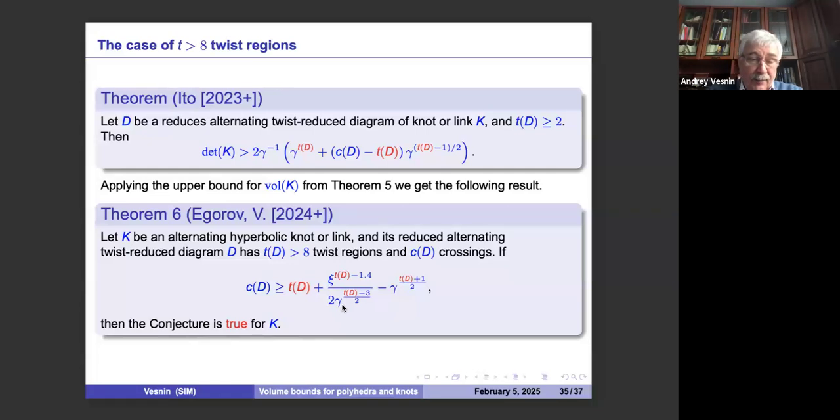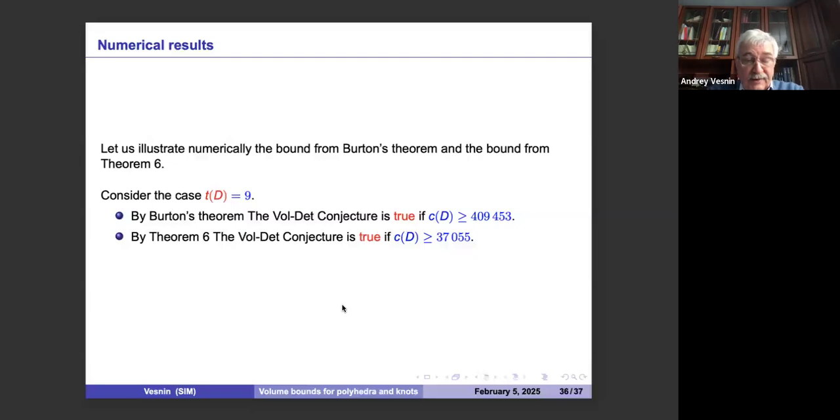So let's compare Burton's results and these results numerically. If you look at Burton's theorem, and for example take the number of twist regions equal to 9, since we are interested in comparing for numbers bigger than 8. Burton's theorem states that the volume determinant conjecture is true if the number of crossings is more than this constant, about 400,000. And if you apply Theorem 6 presented on the previous slide, you obtain that in the case when the number of twist regions is 9, the volume determinant conjecture is true if the number of crossings is bigger than 37, so more than 37,000.